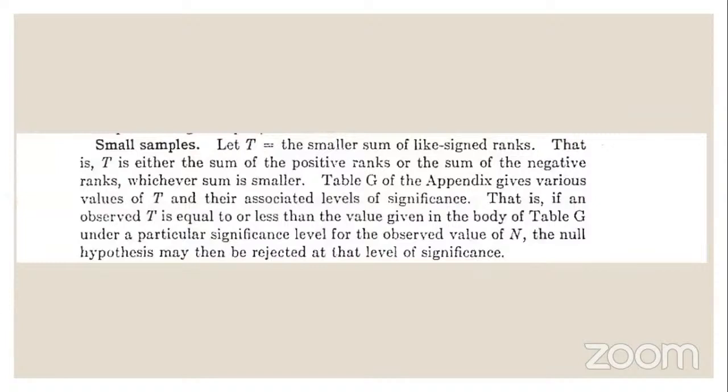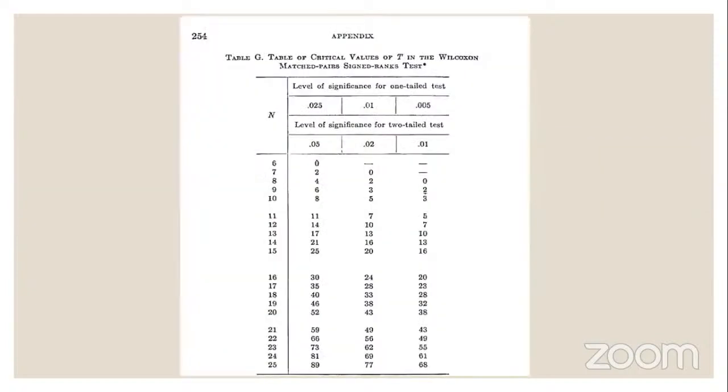So here I have mentioned again that for small samples we will find a t-value. T-value means it is either the sum of the positive ranks or the sum of the negative ranks. And this is the appendix part, that means how the interpretation is done. Interpretation is based on the sample size, that means n, and we can see the levels of significance given here: 0.25, 0.05, 0.02. So this is based upon n, that is the sample size, how we determine the values.